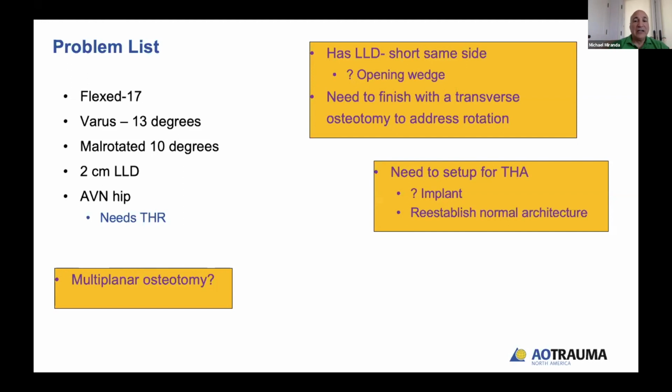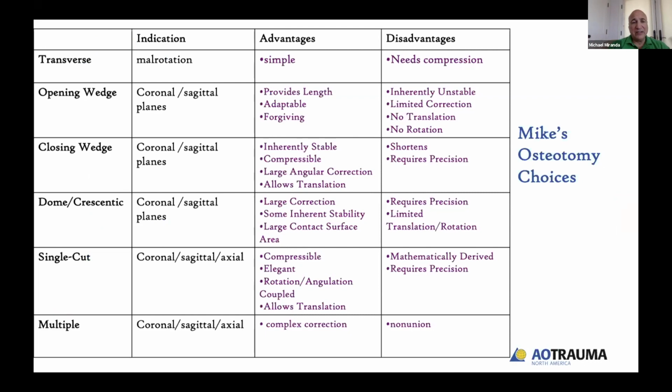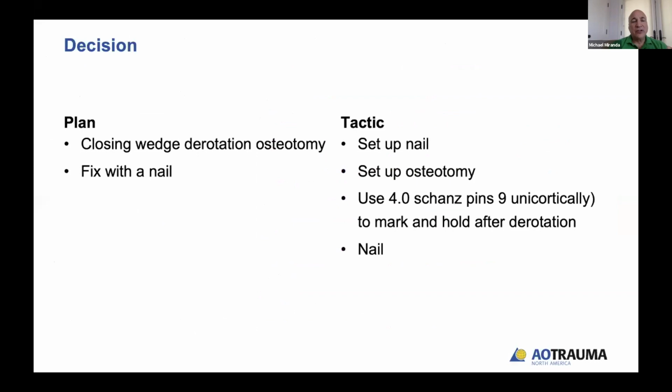So I also need to make sure that he gets set up for his total hip, because that's the next step. So I'm going to try and avoid a plate, and I'm going to use a nail to fix this. Also, the nail assures that the ultimate architecture, he's going to be able to get an implant down across the osteotomy site and fix it with his total hip. And so you can see here again, going back and looking at my table, it's very helpful. So we're going to do a closing wedge osteotomy, derotation, and fix it with a nail.